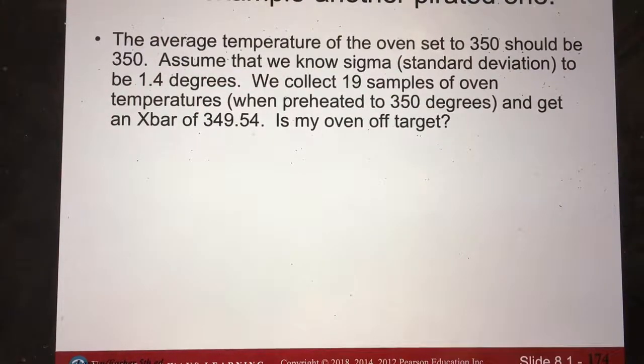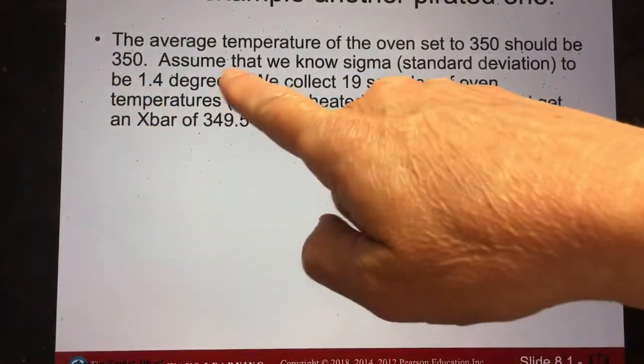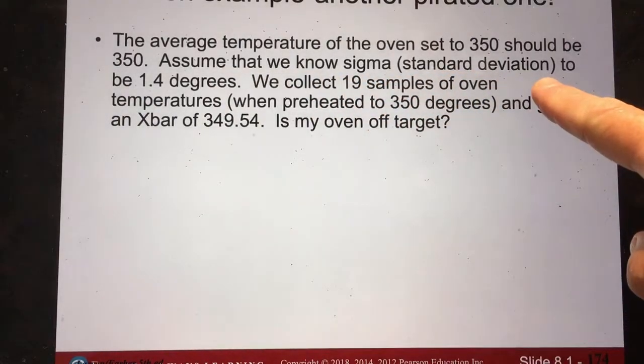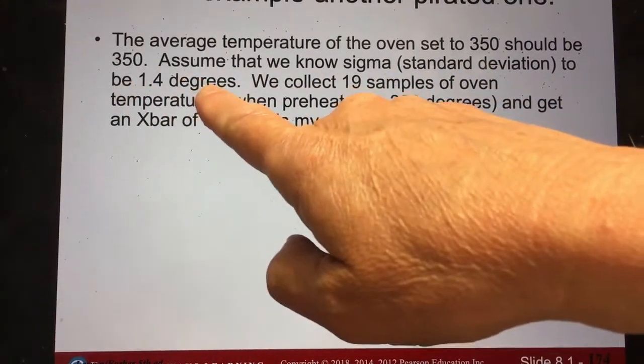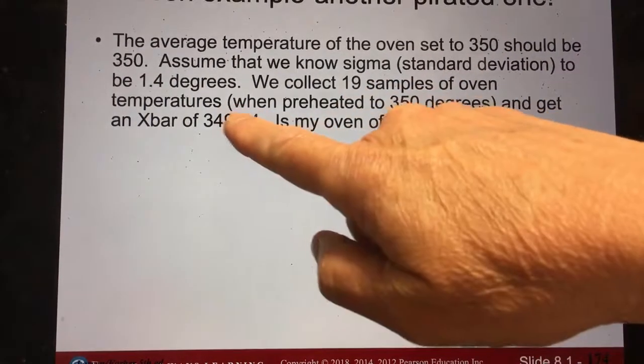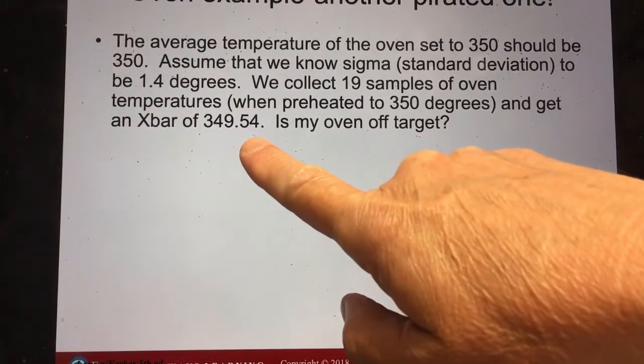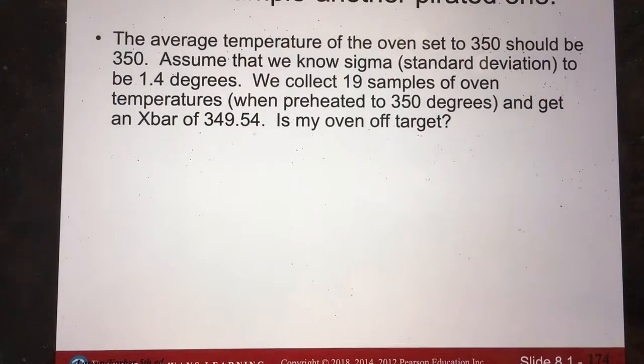Okay, this one is the last example on the slide. It's talking about determining whether an oven is cooking appropriately, and so basically the average temperature in the oven is set to 350, should be 350. Assume that we know the sigma, the standard deviation, to be 1.4 degrees. So because we know sigma, we can use our z-score. We collect 19 samples of oven temperatures when preheated to 350, and we get an X bar of 349.54. Is my oven off target?